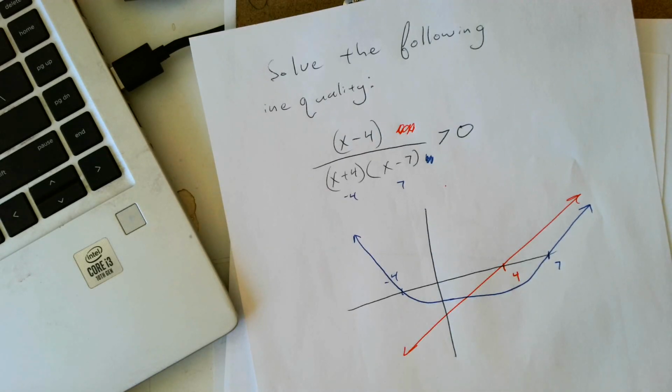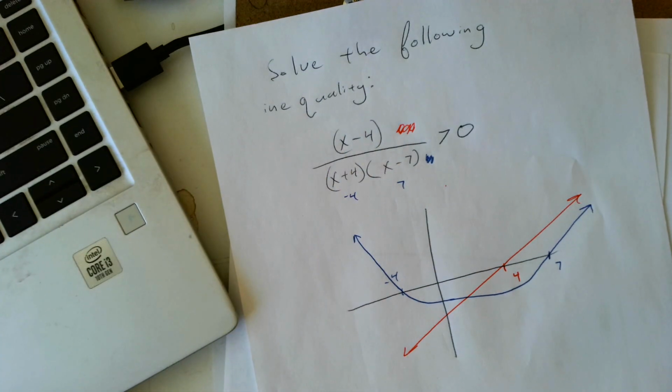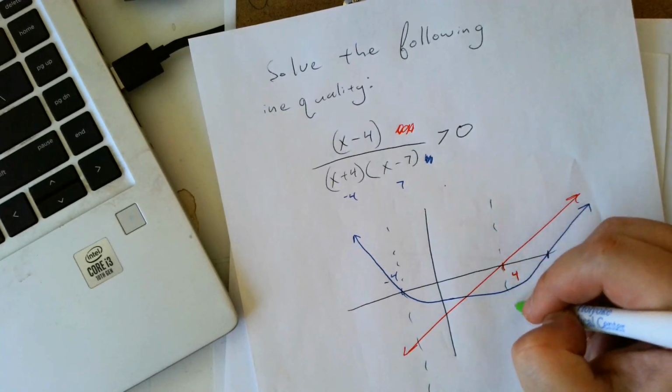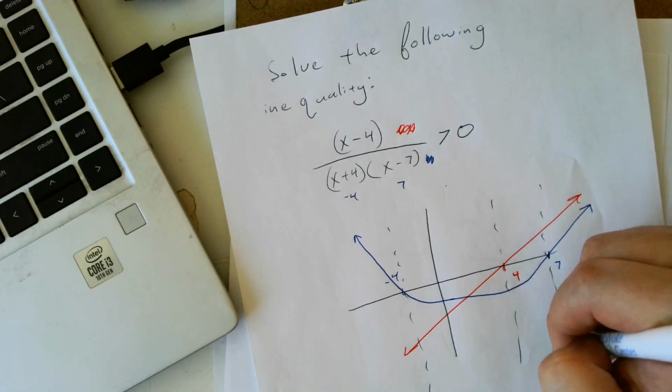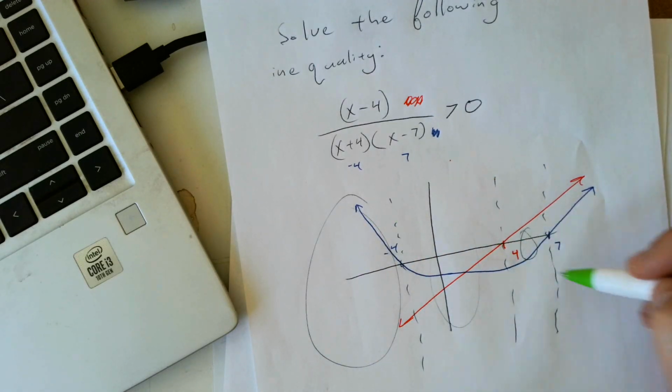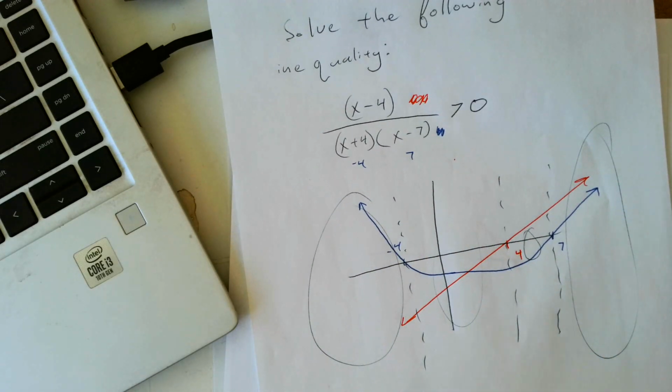Solve the following inequality. I have x minus 4 over x plus 4 times x minus 7, and I want this to be greater than 0. So the question is, where are my graphs on the same side of the axis? I'm going to draw dotted lines through all my different roots. Those are going to be my gaps. I need to check over here, in the middle here, here, and then off to the end. Don't forget to check the ends.